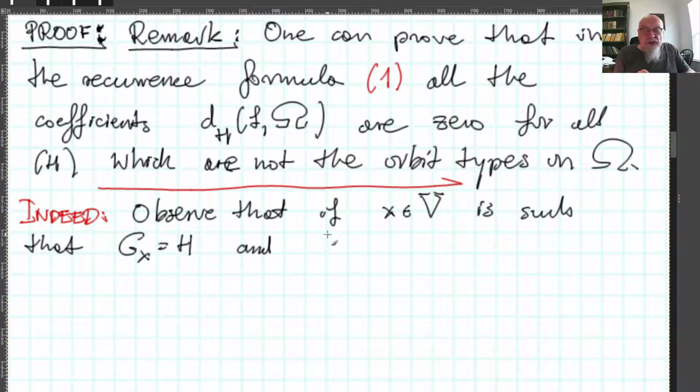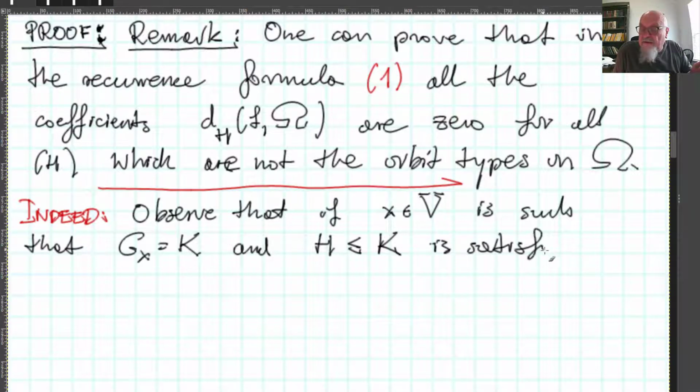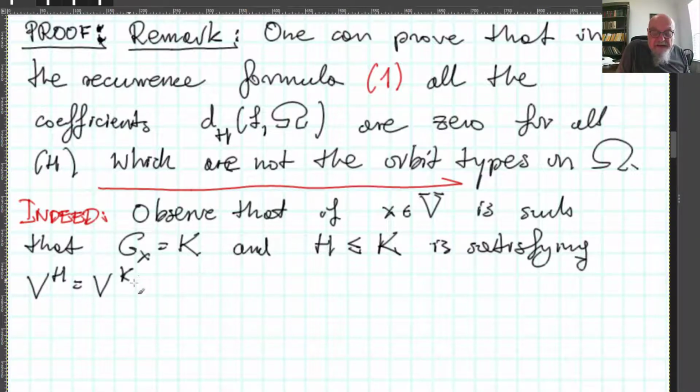Maybe let's change it. I want to have it differently. Not H, I put here K, and H is a subgroup of K with the property satisfying that VH is equal to VK. So that means simply H cannot be orbit type, because you see the fixed point spaces are equal. So that's exactly the claim.